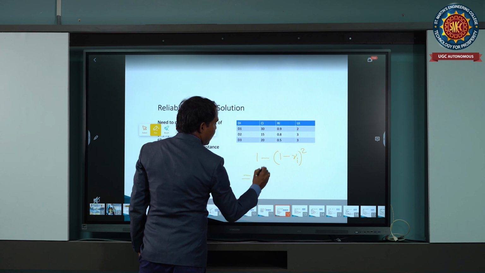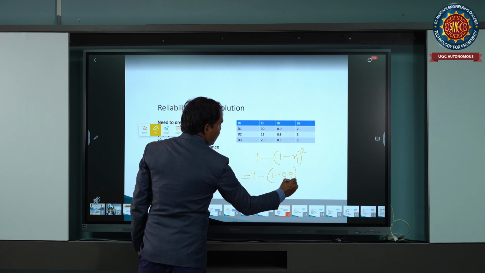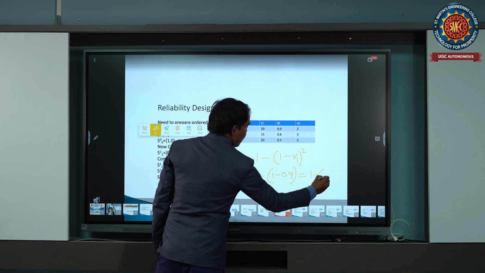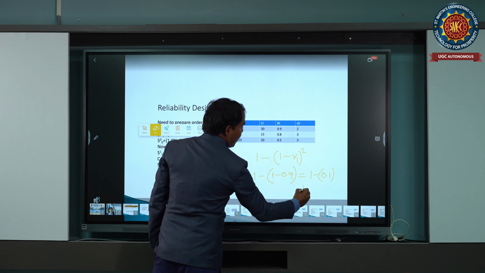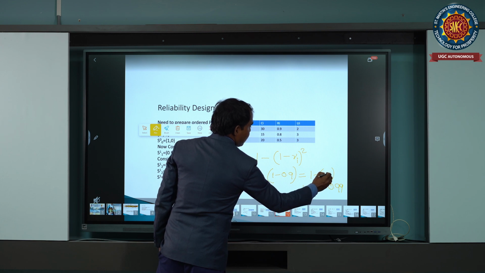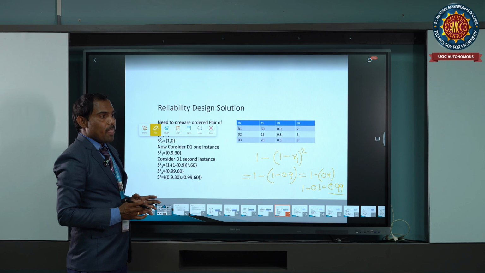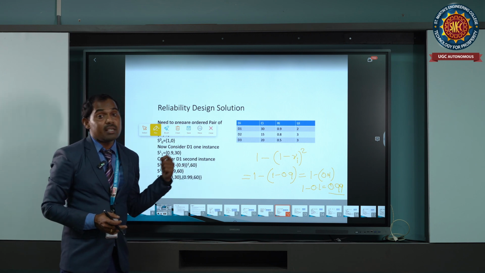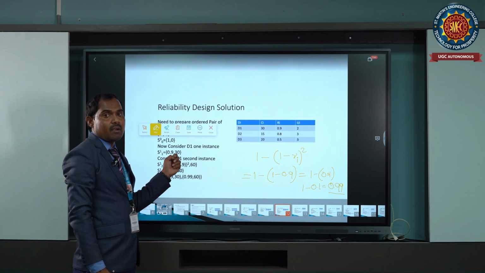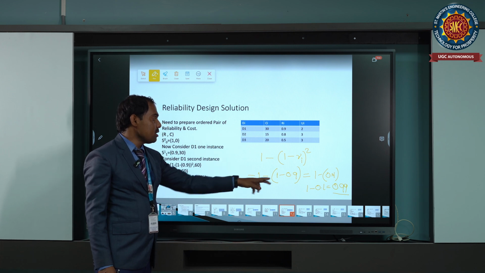What value do we get here? 1 minus, what is the Ri value? 0.9. So 1 minus 0.9 is 0.1. Then 1 minus 0.1 gives 0.99. So finally the value we got is 0.99. How did it increase? Two devices were added, so the reliability is increased because we used 2 devices.